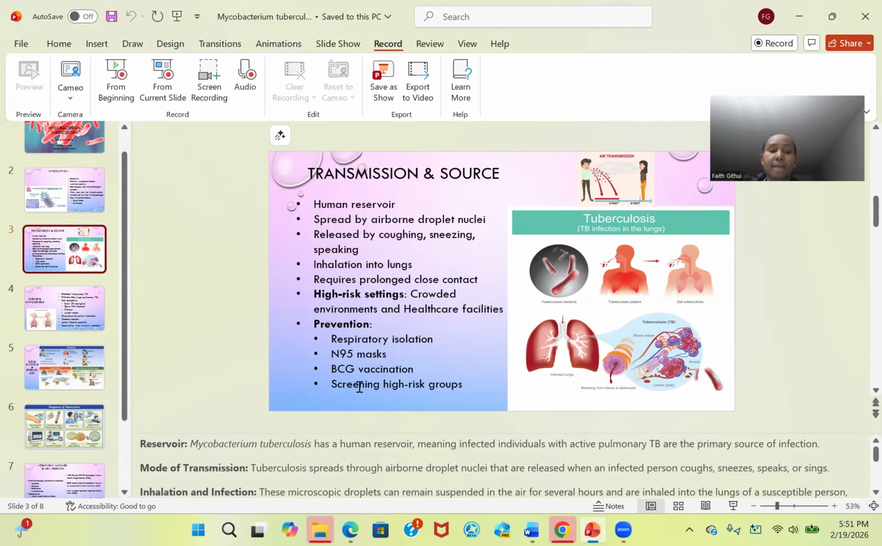Transmission and source. Mycobacterium tuberculosis has a human reservoir, meaning infected individuals with active pulmonary TB are the primary source of infection. The mode of transmission: tuberculosis spreads through airborne droplet nuclei that are released when an infected person coughs, sneezes, speaks, or sings.